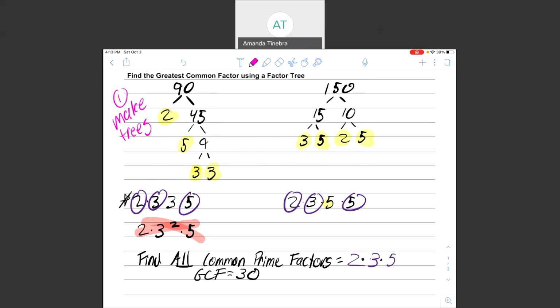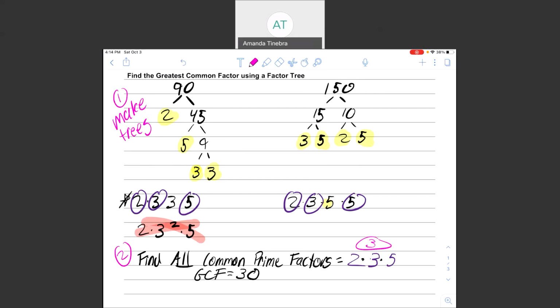Then I had to find the common prime factors. And step 3 is multiplying those factors together. Okay? This method only works when you have 2 numbers that you're doing it for. This method is not going to work nicely when you have 3 or more numbers. So when you have 3 or more numbers that you're finding the greatest common factor for, always use the list.